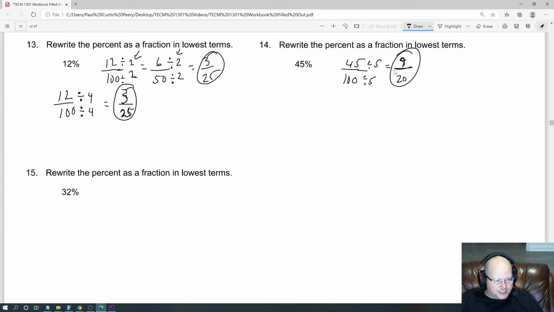Okay, what about 32%? Well, that's the same as 32 over 100. What can I divide both a 32 and 100 by? Well, they're both obviously divisible by 2 because they're even numbers. You could start there, or you could try to find right off the bat the greatest common factor. So let's see about 4. Greatest common factor of 4. 32 divided by 4 is 8, and 100 divided by 4 is 25. So it looks like 8 over 25 is the correct answer.